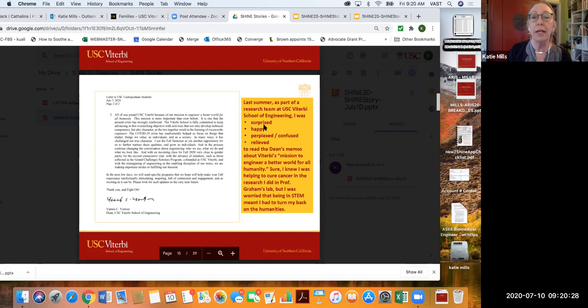I was surprised to read the dean's memos about Viterbi's mission. Sure, I knew I was helping to cure cancer in the research I did in Professor Graham's lab, but I was worried that being in STEM meant I had to turn my back on the humanities. Or I was happy. I was confused. It really doesn't matter. You don't always have to be rah rah. But this is just one way. If you understand the values of the college that you are applying to, you could use it.